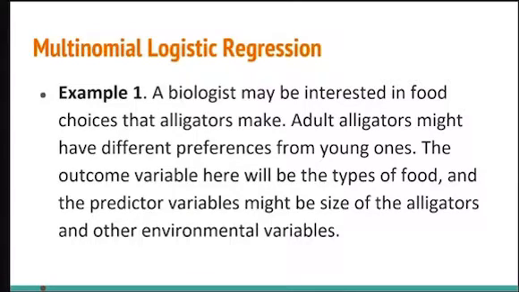A biologist may be interested in food choices that alligators make. Adult alligators might have different preferences from young ones. The outcome variable here would be the type of food. No food is greater than the other one when you have a different variety of food. That doesn't mean this type of food has more numerical advantage than the other type of food. And the predictor might be the size of the alligators and other experimental variables.